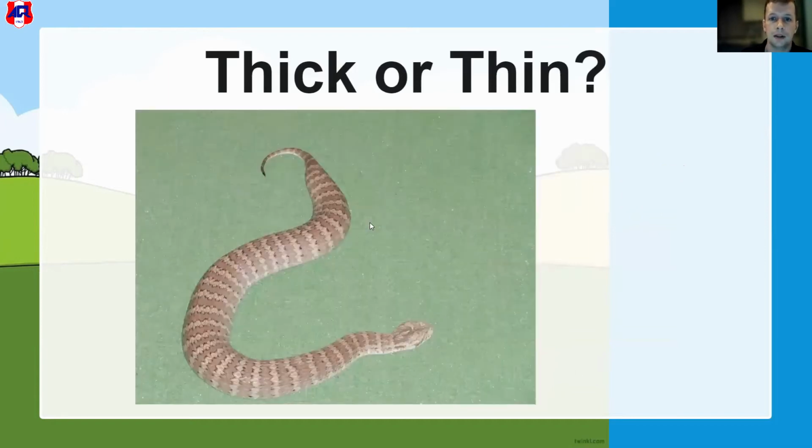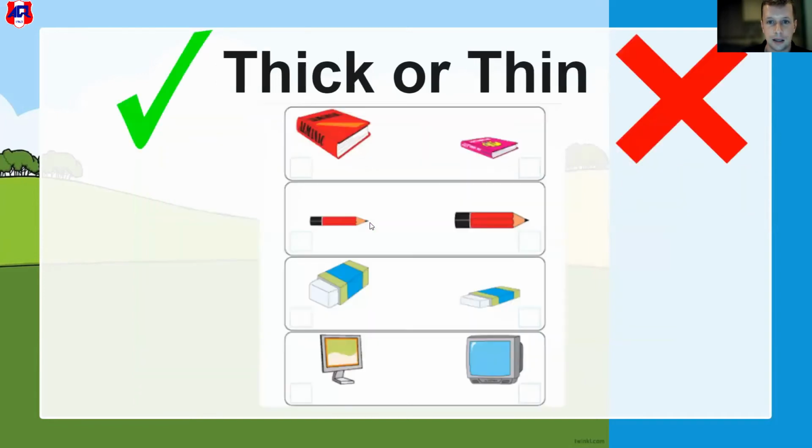Okay, let's take a look at the next slide. Okay, so thick gets a tick and thin gets a cross. Okay, what do you think about this book? Thick or thin? Very good. It's a thick book, right? It's a very thick book. What about this book? Yes, it's a very thin book. What about this pencil? Very good. It's a thin pencil.